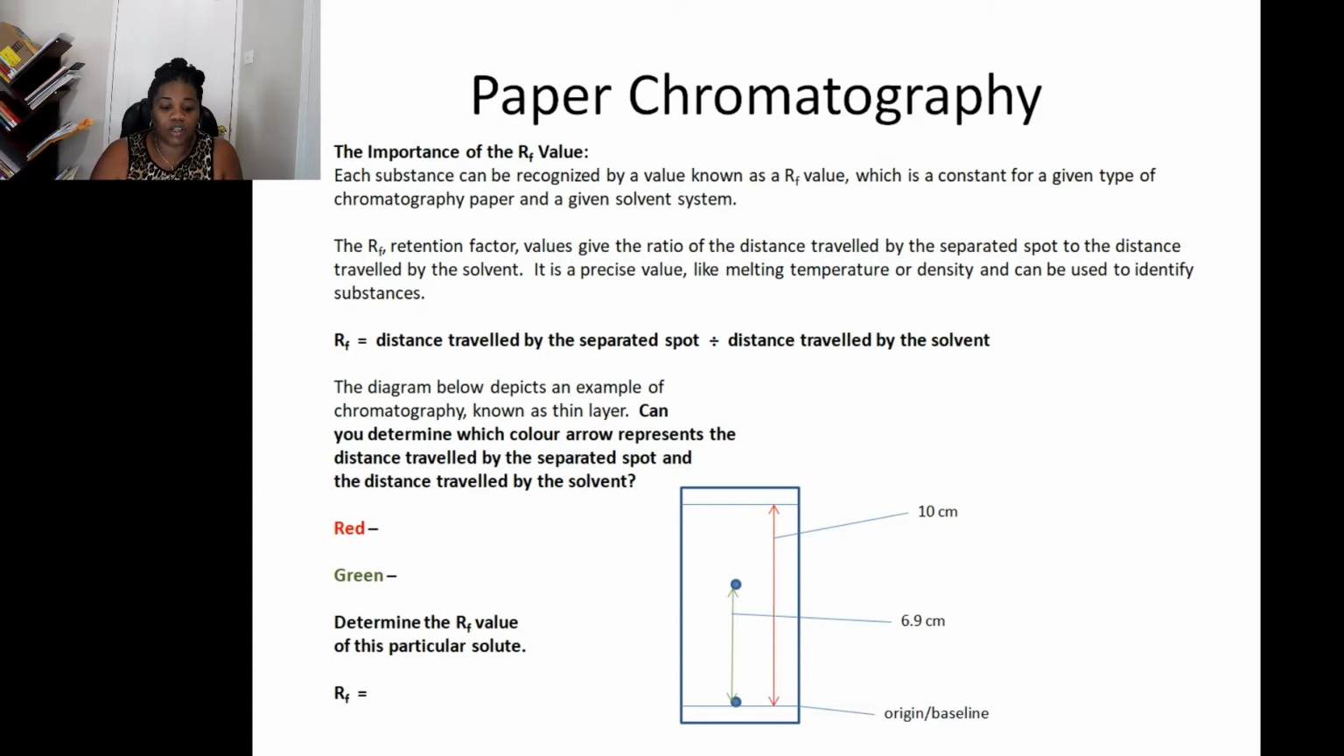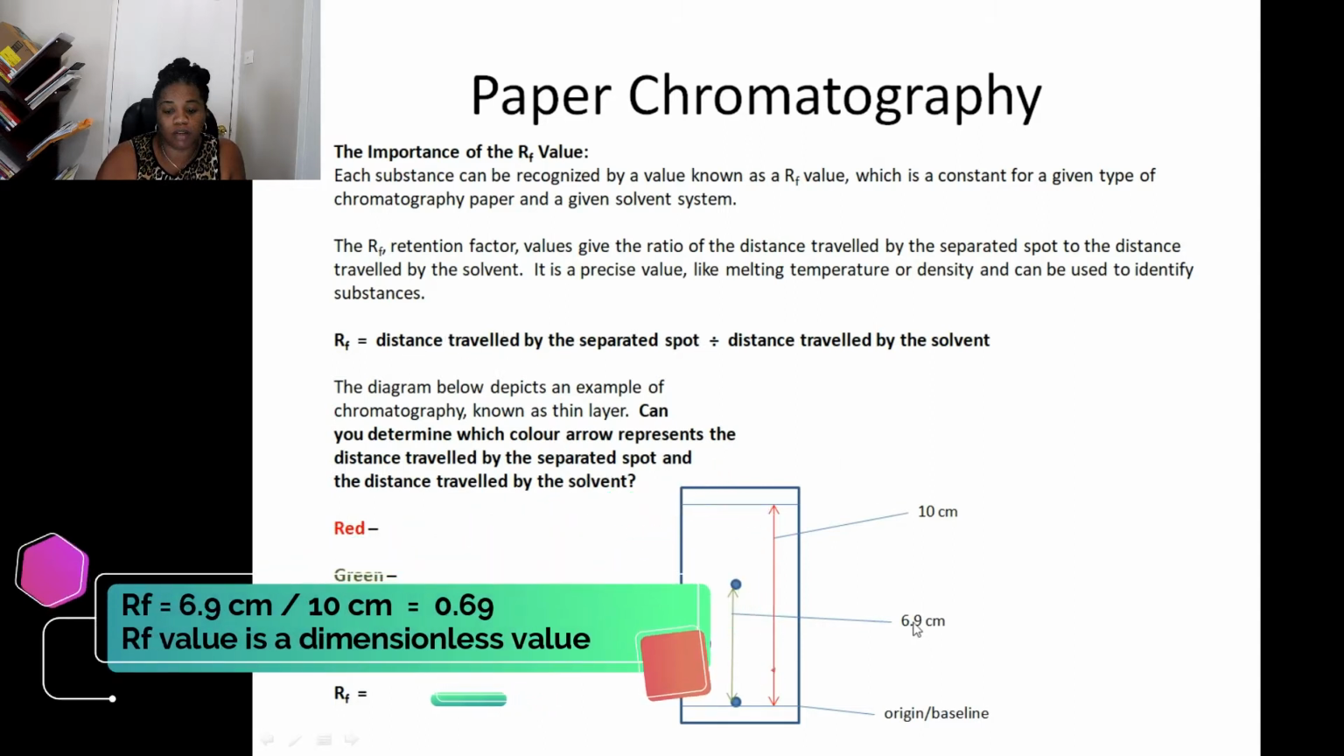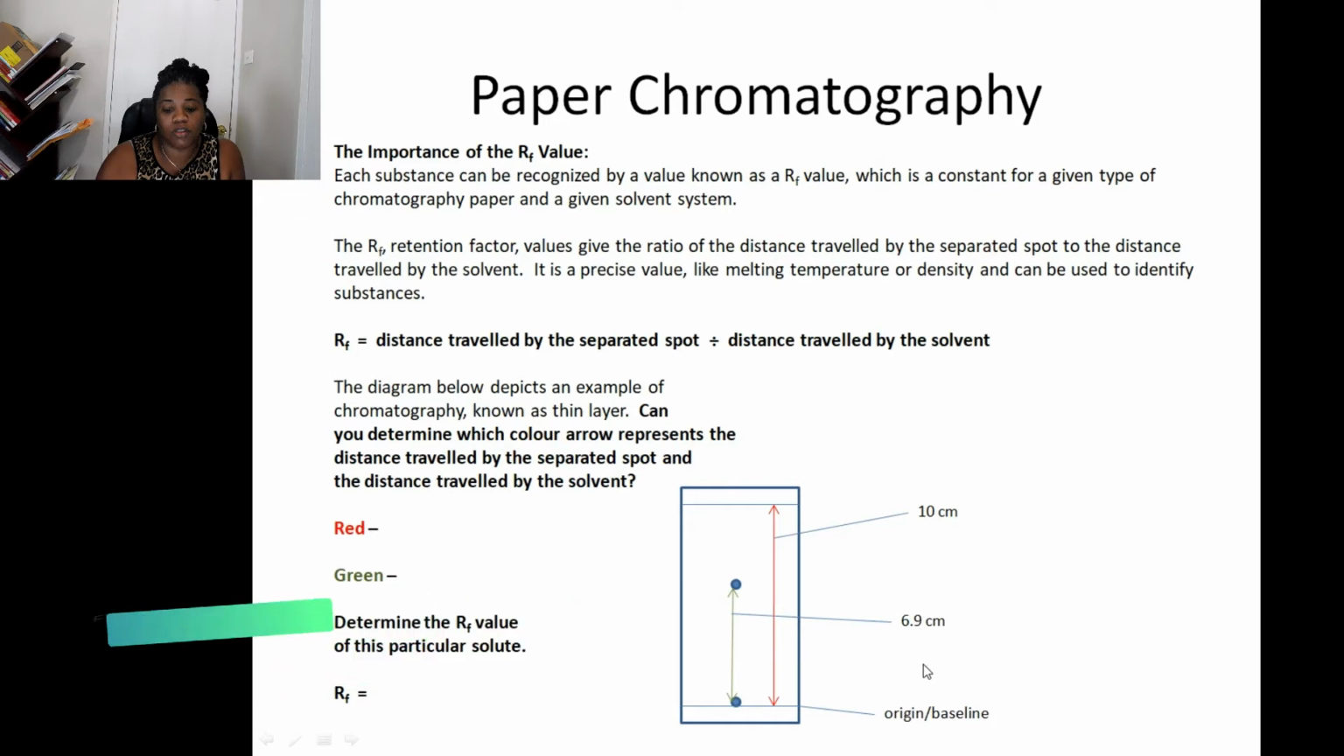Can you determine which color arrow represents the distance traveled by the separated spot and the distance traveled by the solvent? Alright, so the distance traveled by the separated spot is the green, and the distance traveled by the solvent is the red. And to determine the RF value of this particular solvent, you would use this equation here. So the distance traveled by the separated spot is 6.9. So 6.9 divided by 10 will give you 0.69, and that is the RF value of this particular ink.